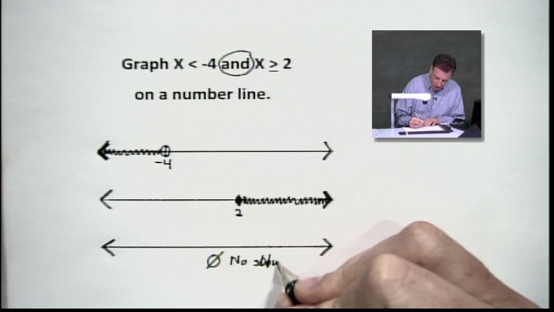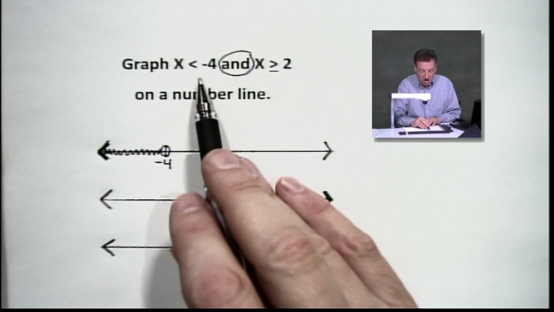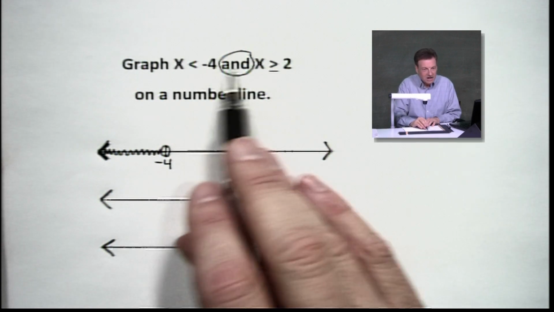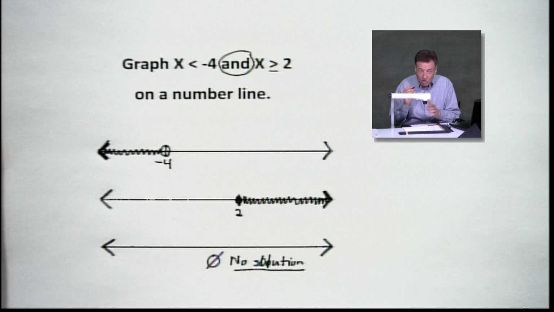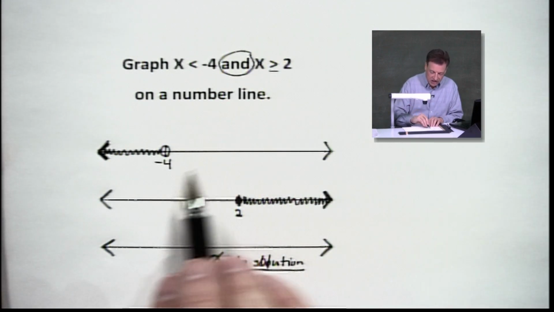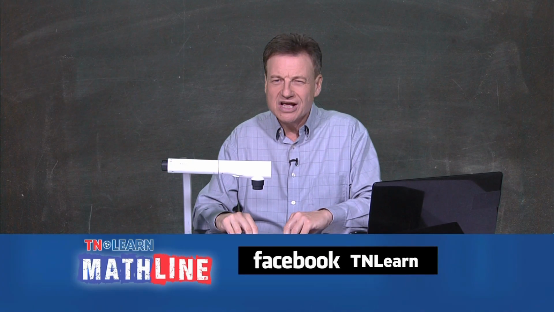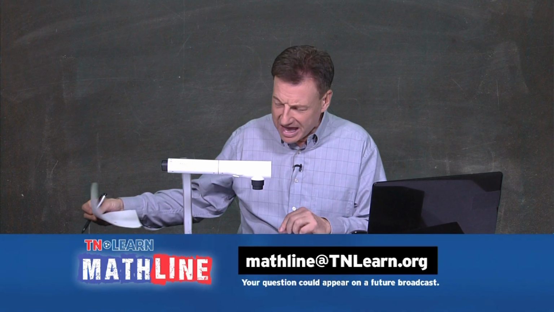Because no matter how hard you try, you're not going to find any numbers that are less than negative 4, and also at the same time, greater than or equal to 2. They don't exist. They do not exist, all right? So that's just a huge gap. No solution. That's how we work that, all right? So you say, wow, that one's interesting. It was. Now you say, is that always going to work with the ors?